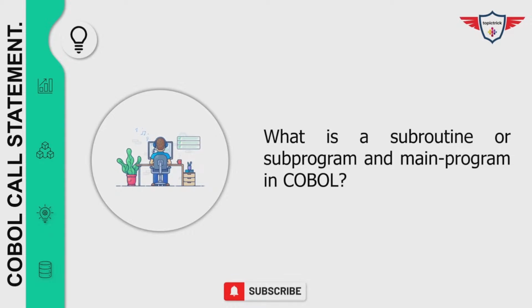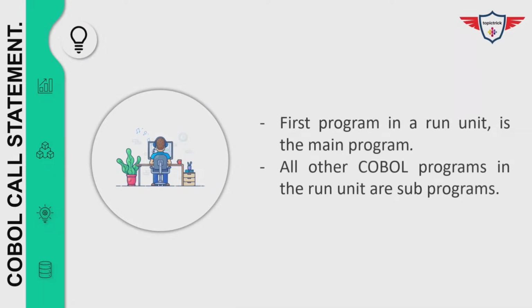Now let's try to understand what a COBOL subprogram or subroutine is, and what a COBOL main program is. If a COBOL program is the first program in a run unit, that COBOL program is termed the main program. And all the other programs within that run unit are termed subprograms. However, there is no specific code through which you can identify whether this is a subprogram or a main program. It purely depends on the system designer and the programmer who is transforming the business requirements into a subprogram or a main program as per the project requirement.